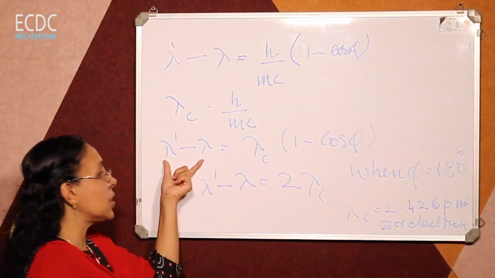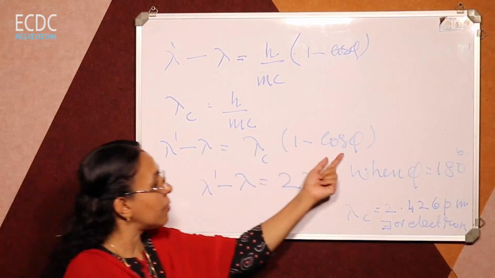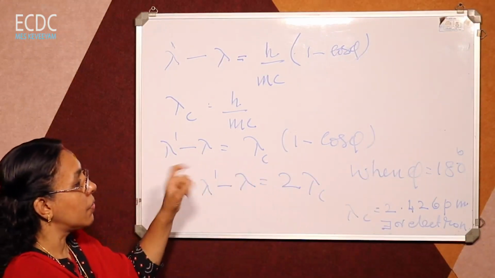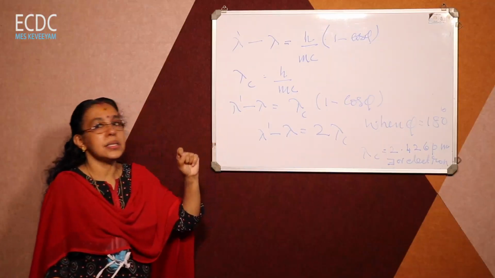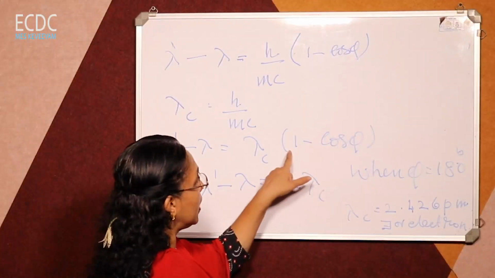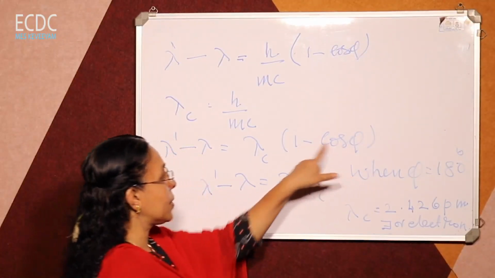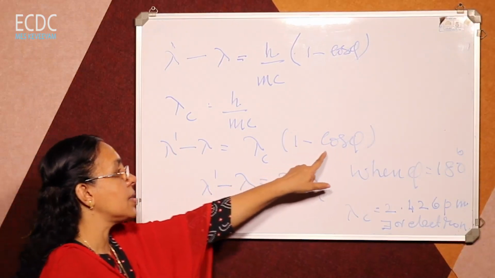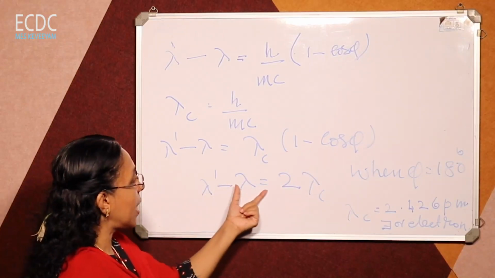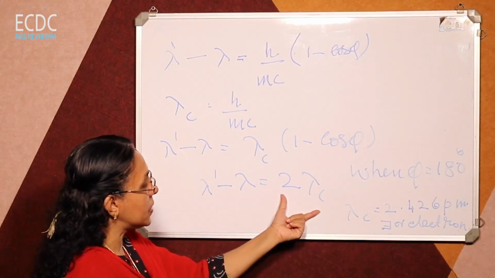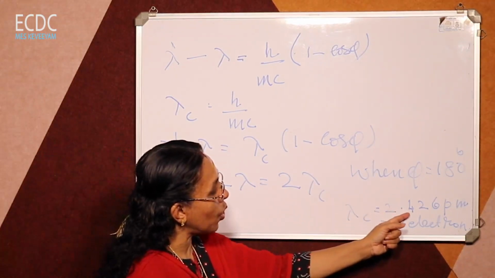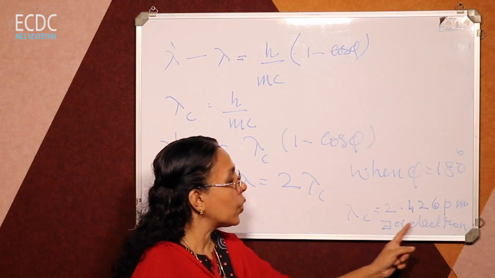When this change in wavelength is maximum, that means when φ is equal to 180 degrees, where φ is the angle between the incident direction and that of the scattered photon, cos 180 is equal to minus 1, so you will get 2. So λ′ minus λ is equal to 2λc, where λc is the Compton wavelength, equal to 2.426 picometer for the electron.